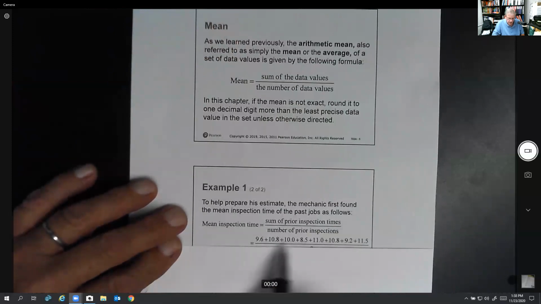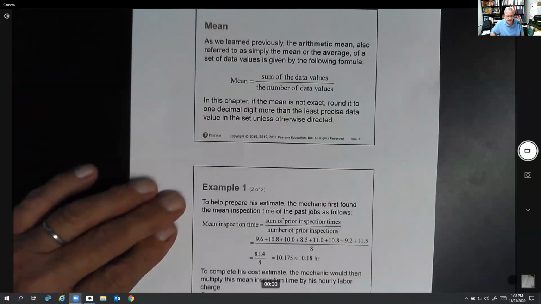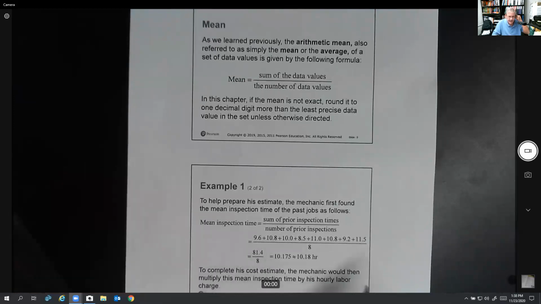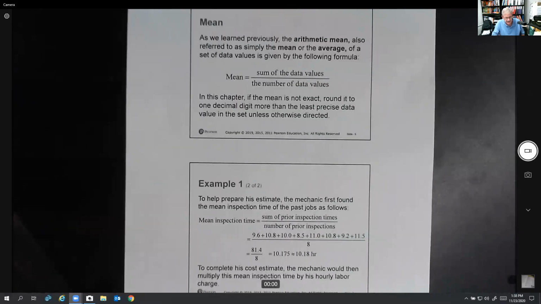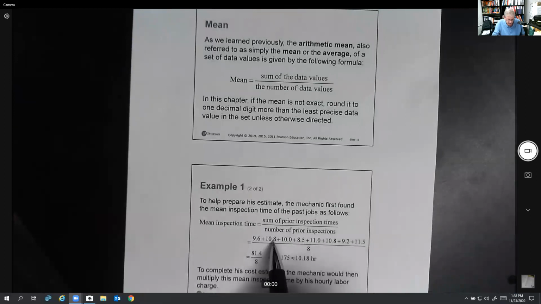So he added all those up, 1, 2, 3, 4, 5, 6, 7, 8 numbers. He divided by 8. The sum of these numbers was 81.5. He divided by 8, and he came up with about 10.18 hours. A little bit more than 10 hours it usually takes him to do this job. So he can figure his labor based on about 10. Sometimes he's going to take a little bit more and sometimes less. So this is what we call an average.